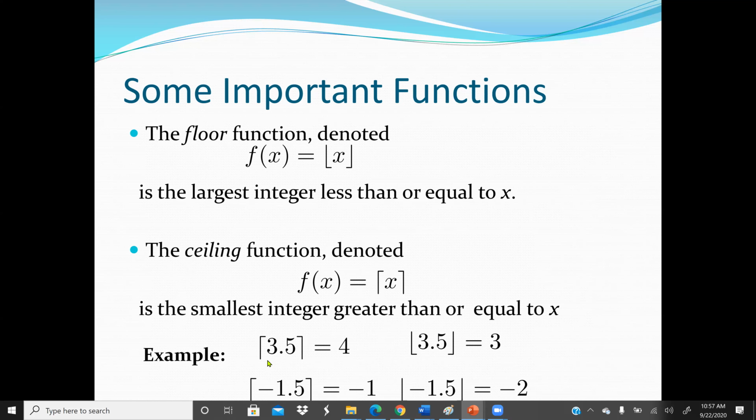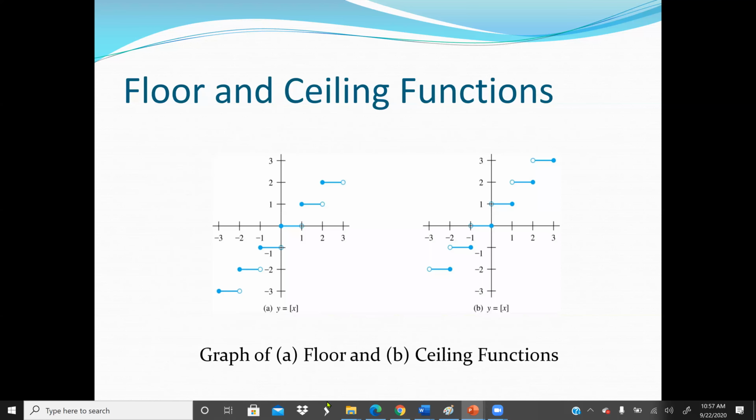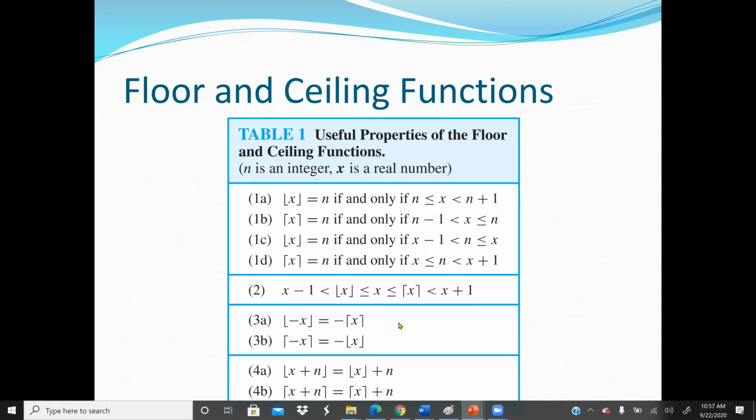So an example would be 3.5. The ceiling of 3.5 will give me 4. The floor of 3.5 will give me 3. Now negative 1.5 ceiling will give me negative 1. So that's our floor and ceiling functions.